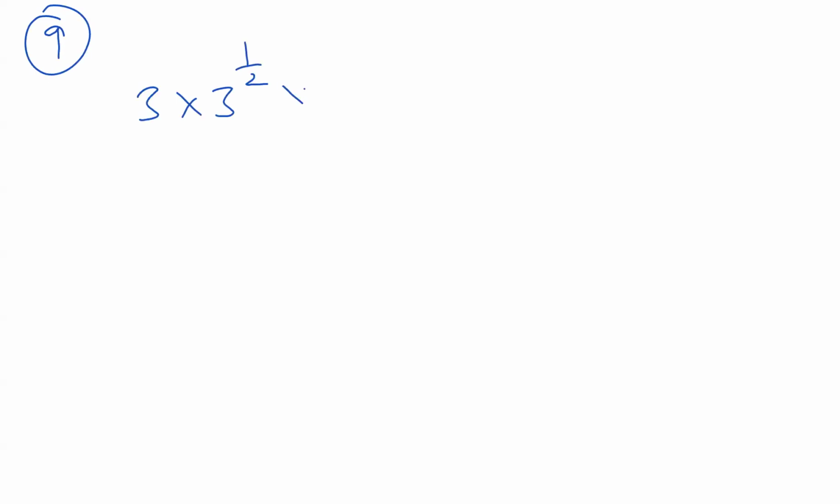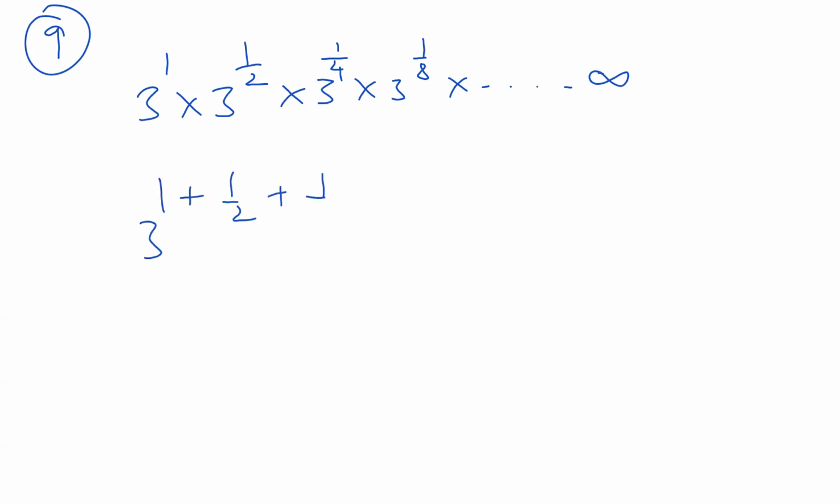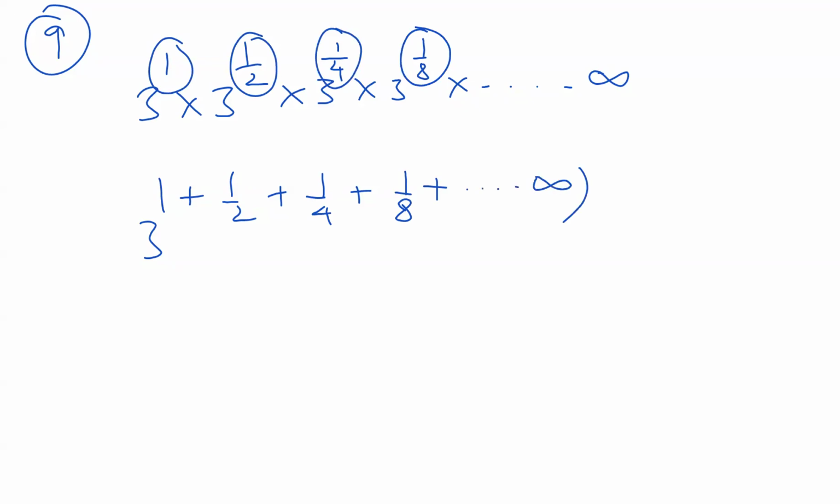3 into half. So 3, I'll just write 1, power is 1, 1 by 4, 1 by 8. Infinity is mentioned in the problem. So 3 raised to 1 plus 1 by 2 plus 1 by 4 plus 1 by 8. The powers will get added as per the indices.